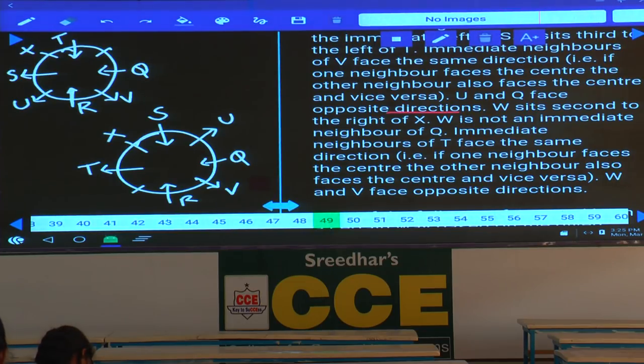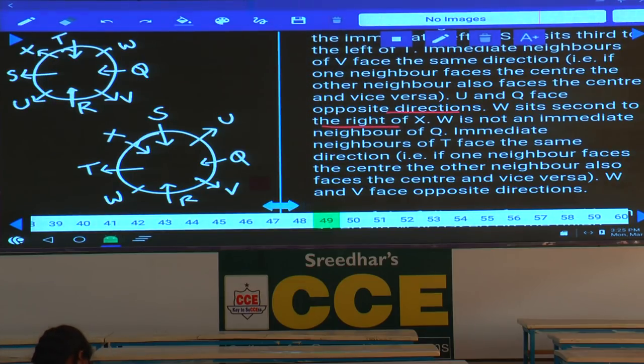W sits second to the right of X. As W sits second to the right of X, X is here, W must be here. Second to the right, X will be away. Now W sits second to the right of X, W is here, X is towards the center. W sits second to the right of X.